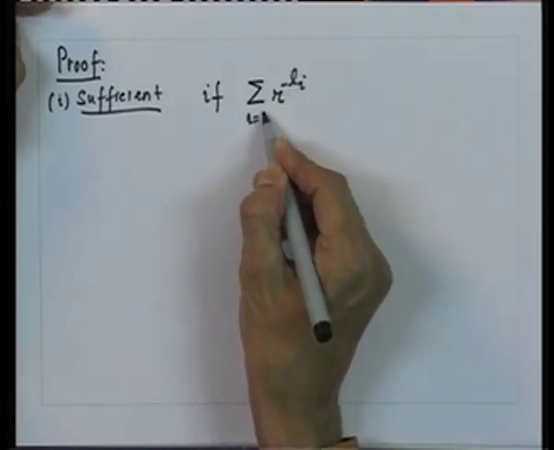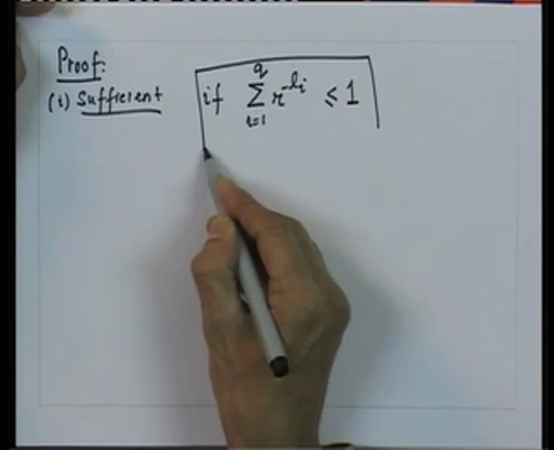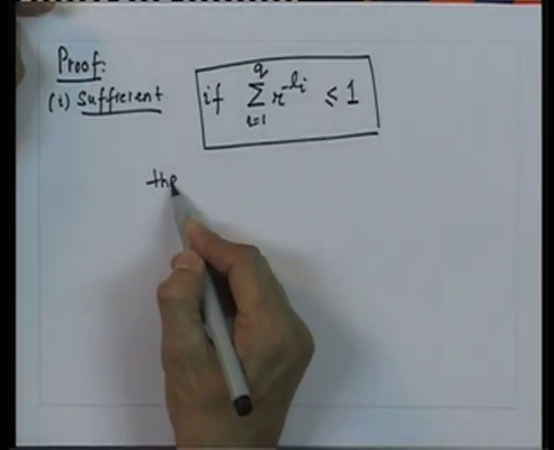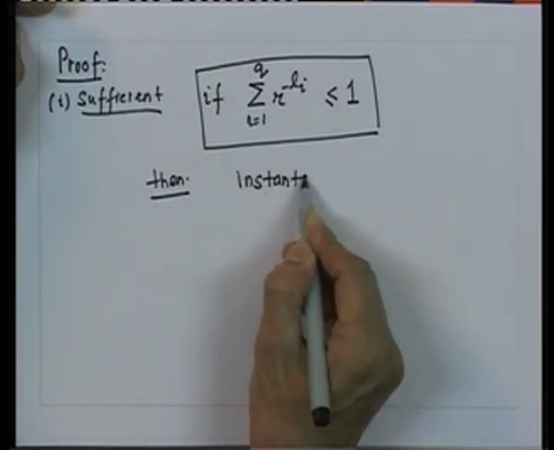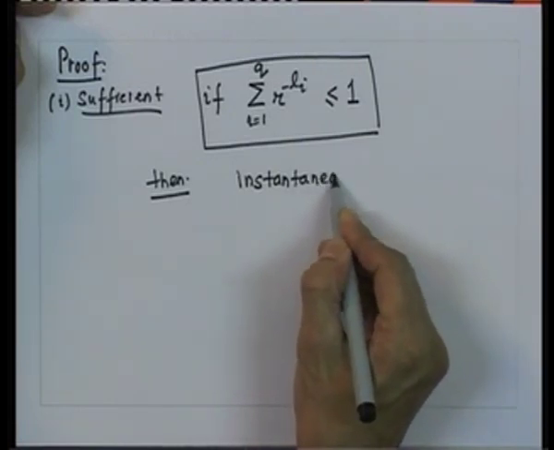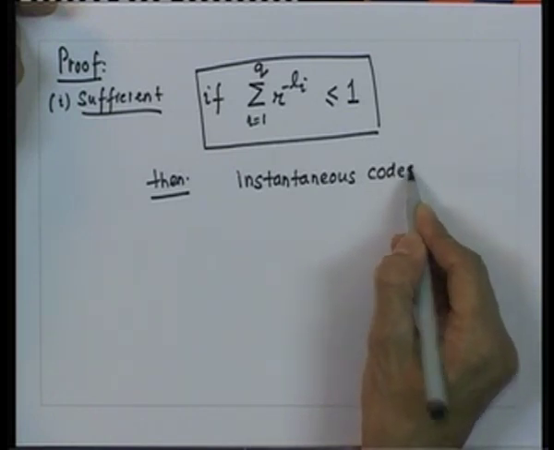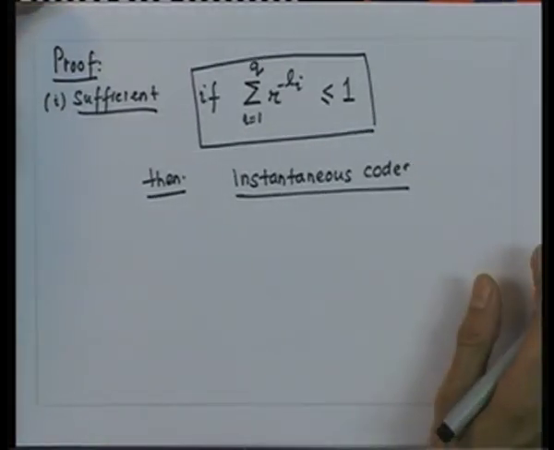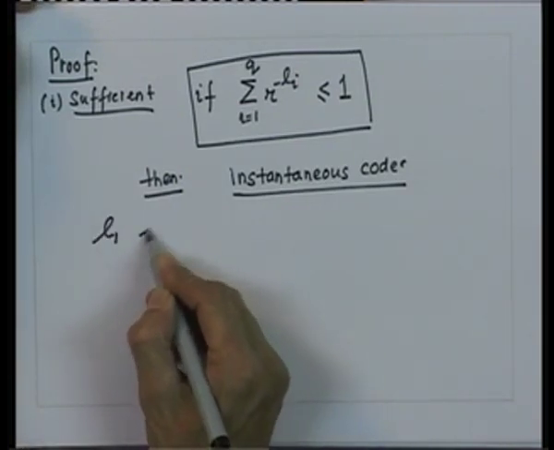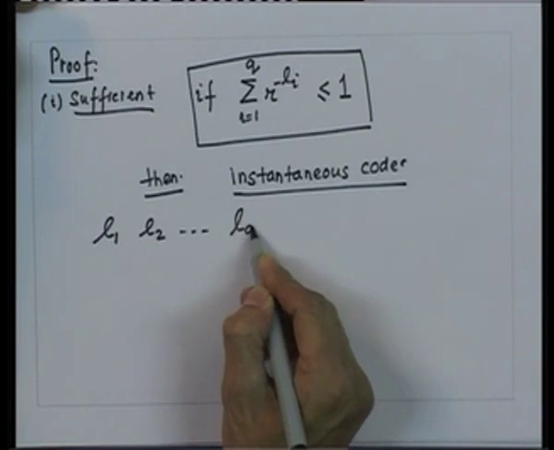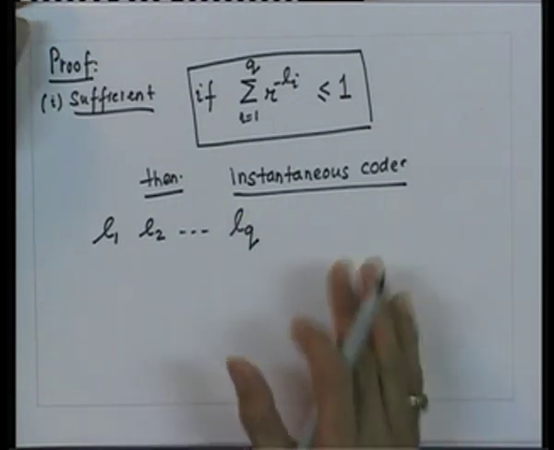this is satisfied, then I should be able to construct instantaneous codes. So, let us assume that the required code word lengths are L1, L2 up to LQ. These code word lengths need not be distinct.